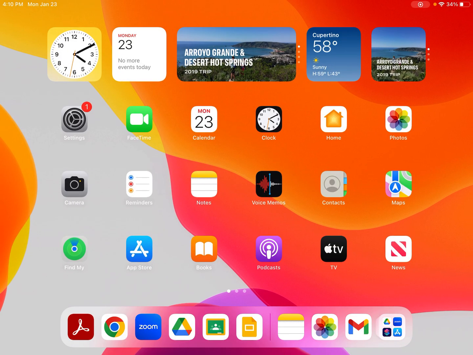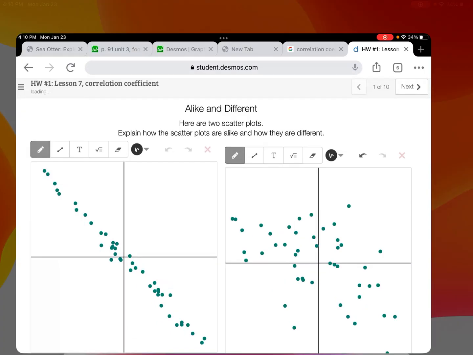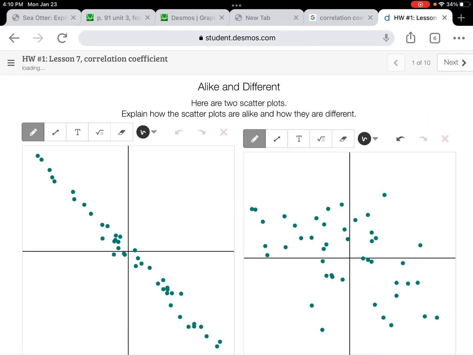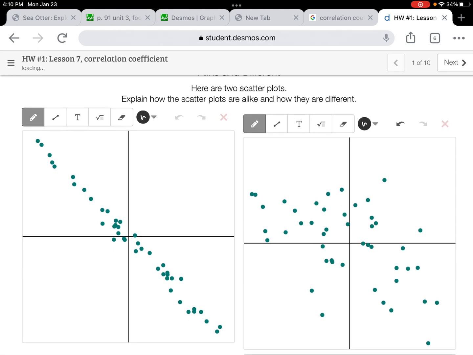So I'm going to go to that Desmos assignment, and this was the first slide. And the first question was, here are two scatter plots, explain how they are alike and how they are different. So you may have noticed they're different in that this one here, the points are all kind of accumulated. They're very linear. They're close to a line. Whereas this one here, they're much more spread out.